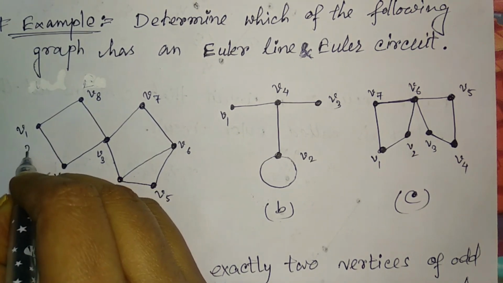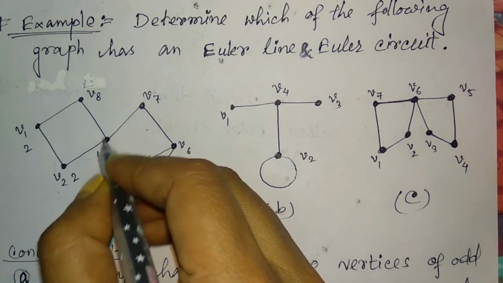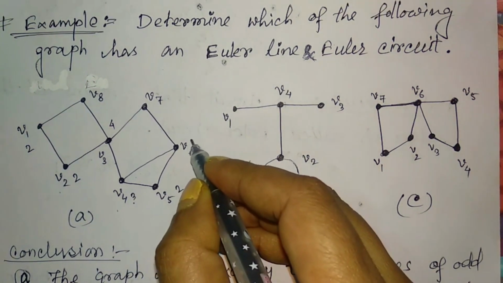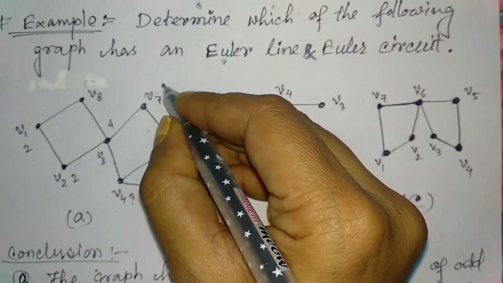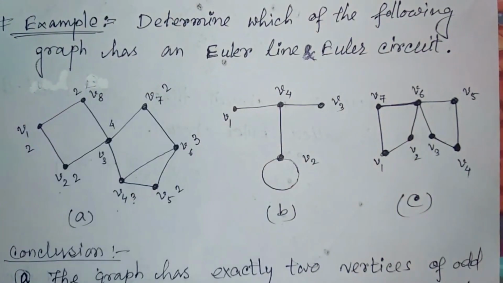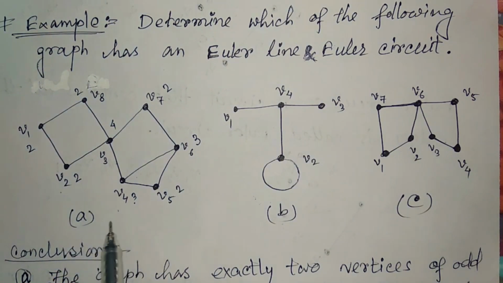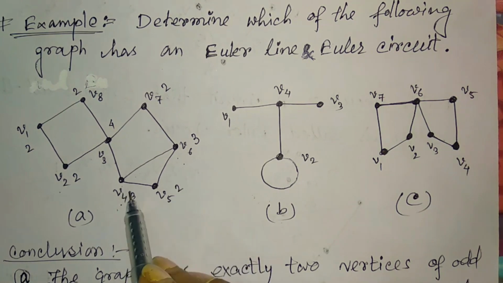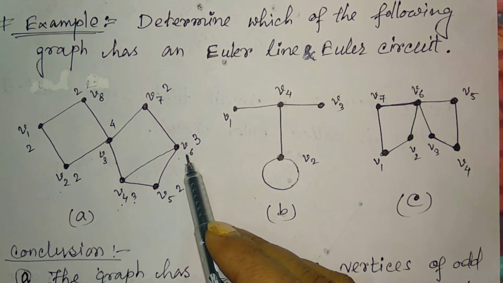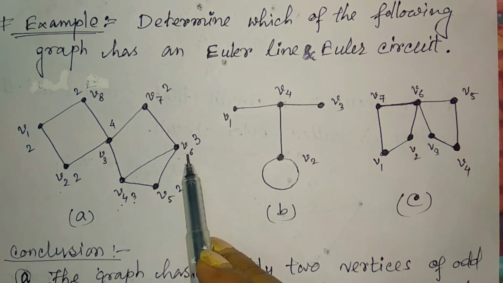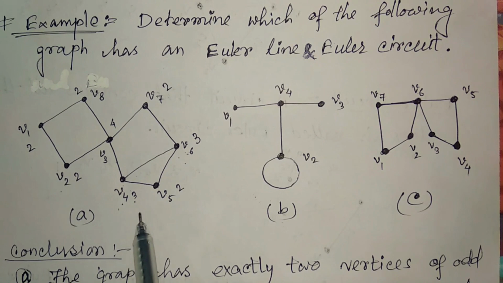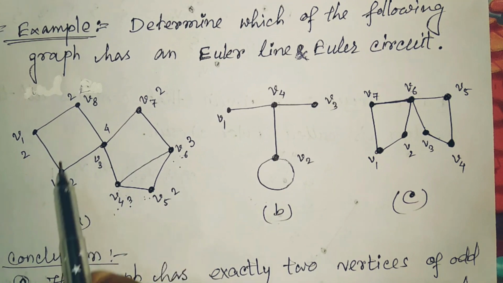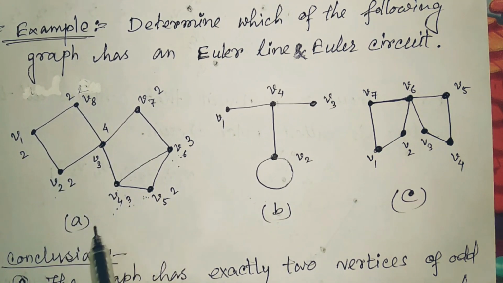So V1 has degree 2, V2 degree 2, V3 has degree 4, V4 has degree 3, V5 degree 2, V6 degree 3 and V7 degree 2. V8 also has degree 2. So here all the vertices are even except V4 and V6. These two are the odd vertices, so there are exactly two odd vertices. So just observing the degree of the vertices, we can see this contains an Euler line, but it does not contain an Euler circuit. You may check.